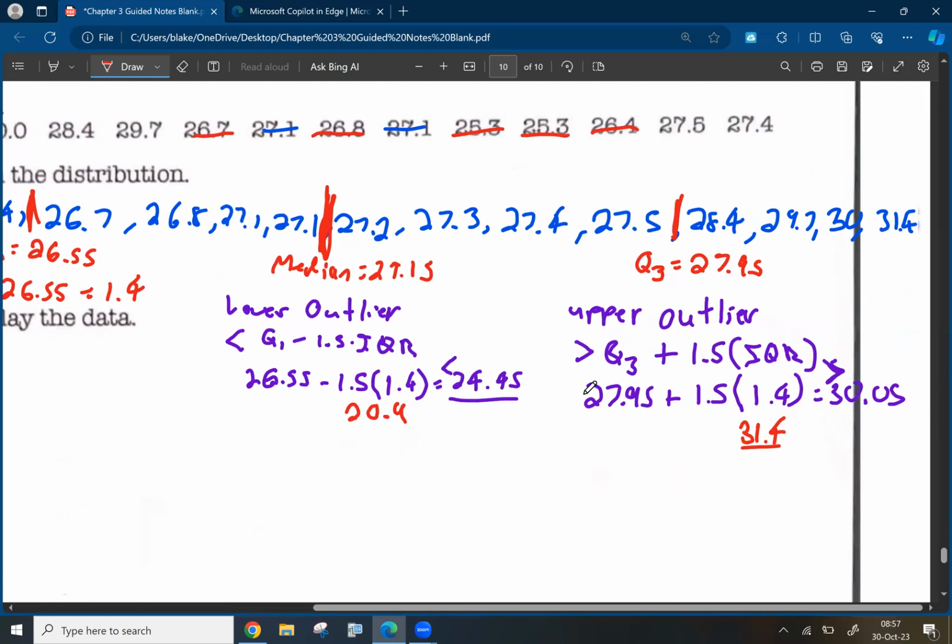So what this does, by the way, in case you're a little lost, these create cutoff boundaries. So anything smaller than this boundary is going to be considered an outlier. So it's a lower boundary, and this one creates an upper boundary. Anything beyond these boundaries is an outlier, smaller than this or higher than that. So anything in between them is not going to be an outlier. And almost every value here is between 24.95 and 30.05, except for the 31.4 and the 20.9. So those are the outliers.